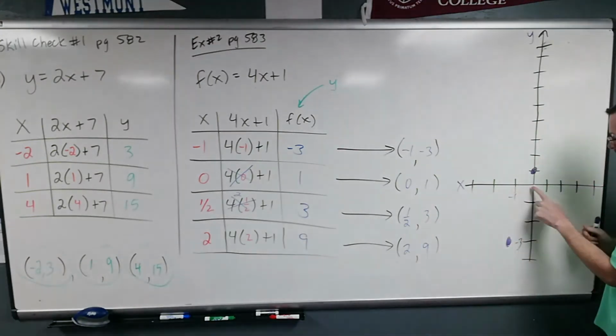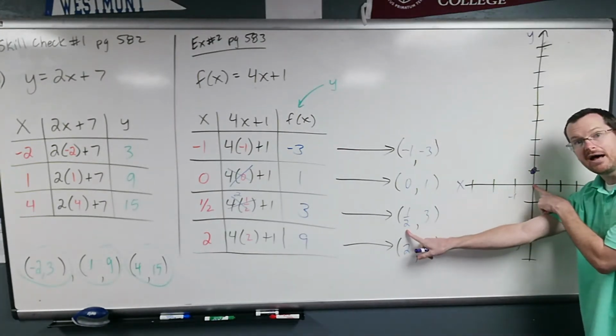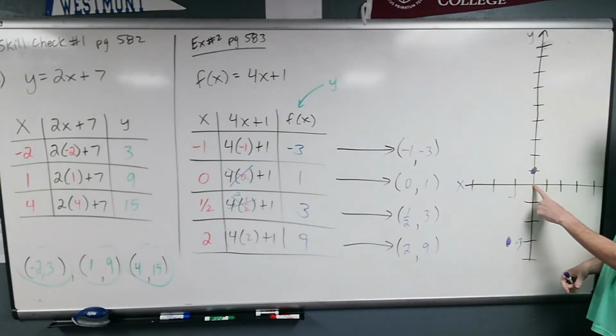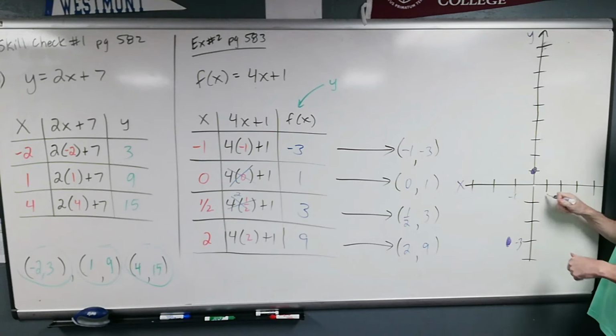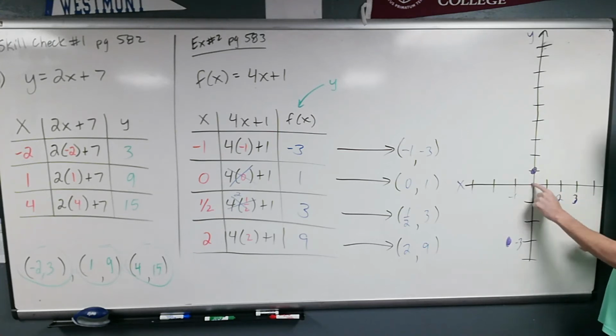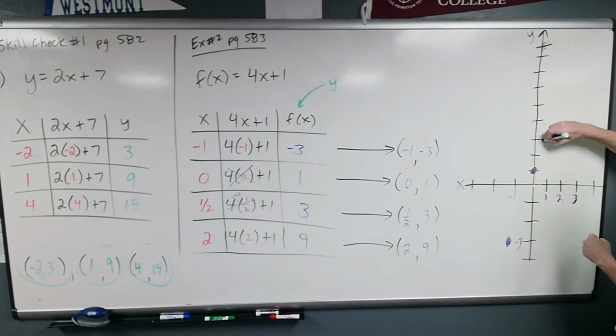Then (1/2, 3). 1/2, 3 means start back at the origin. You're going to go to the 1/2 on the x-axis, and then go to the 3 on the y-axis. 1/2 on the x-axis means don't go all the way over. This would be 1, 2, and 3. I don't want to go all the way to the 1. I just want to go to the half. I'm halfway there. So I'm going to go to half, and I'm going to go up 3.